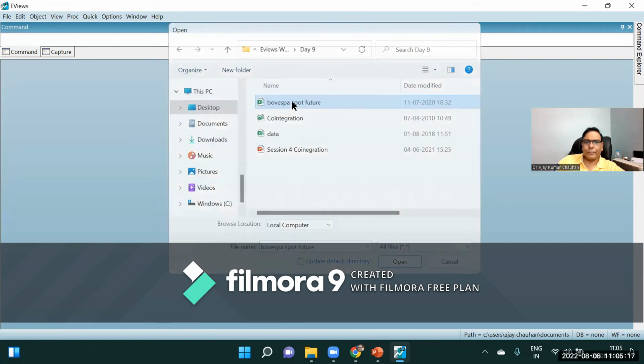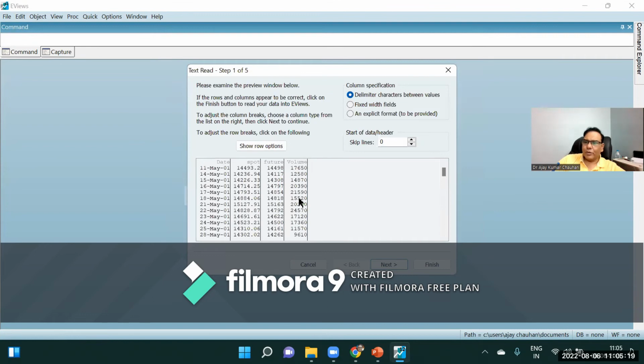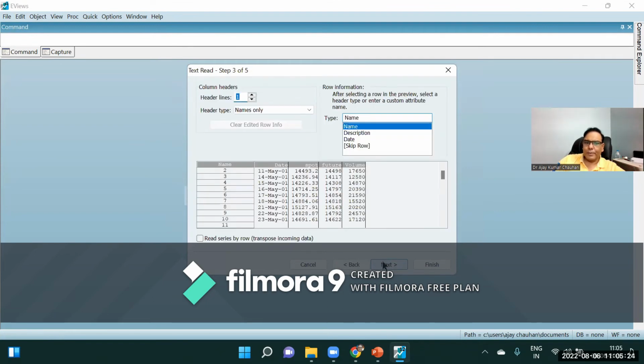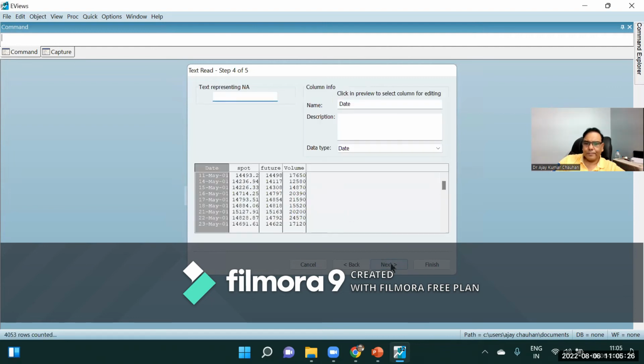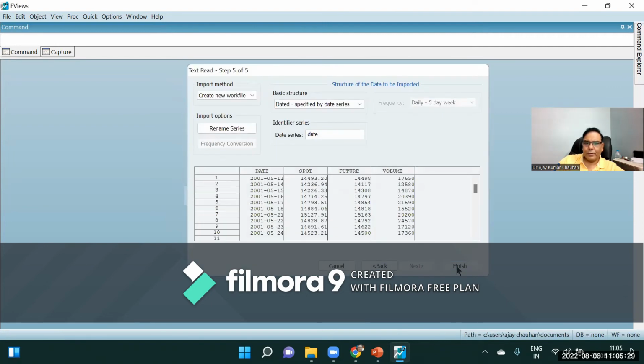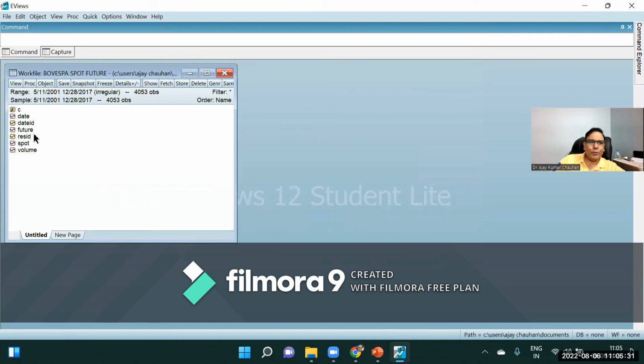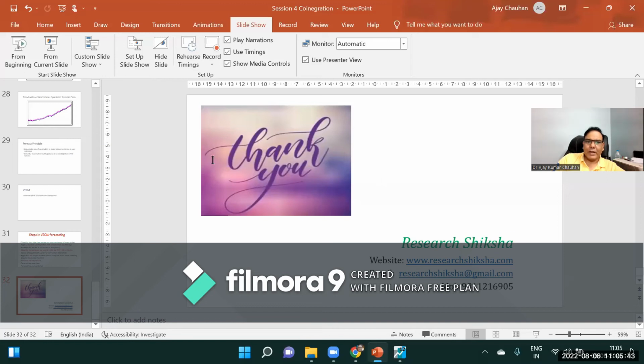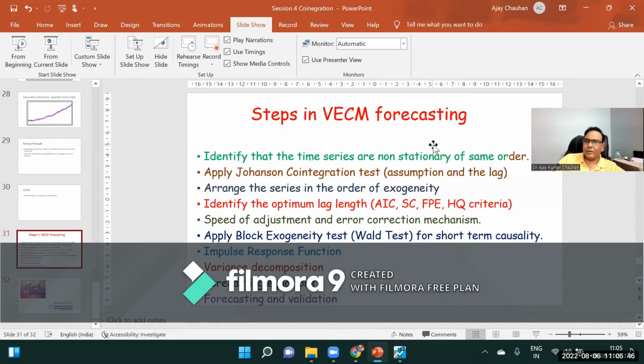So I'm taking the spot and futures market of Brazil. In one of my papers, I used this. We have the spot price of the Brazil stock index, called Bovespa, and the futures. So first of all, I open this page and identify whether the time series are non-stationary of the same order or not. So we have to check the spot price.